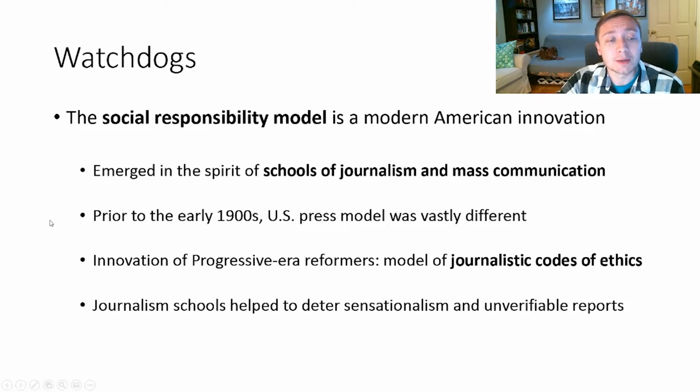And so prior to the early 1900s, the U.S. press model was characterized by a number of different defects. One being, and we'll talk much more about this later, massive levels of partisanship and partisan contestation in pretty much all news sources. Pretty much every news source was explicitly bound up with a political party. And so you had almost always biased journalism that everyone recognized as being biased on purpose.